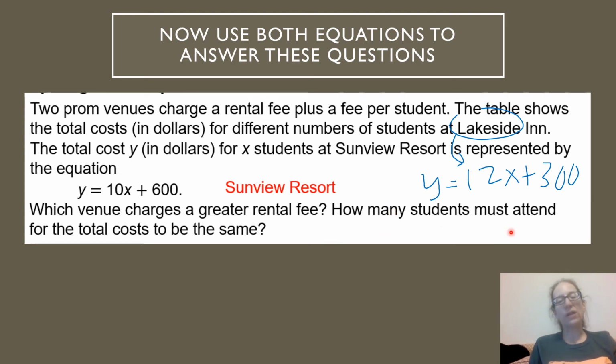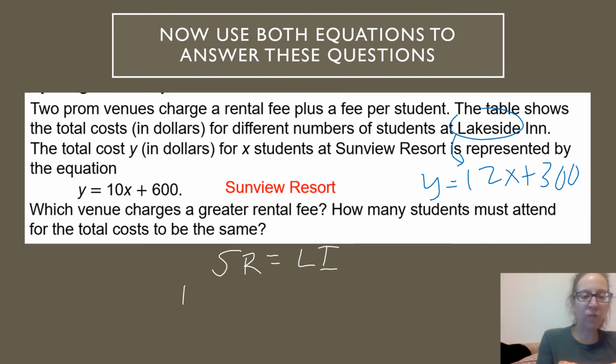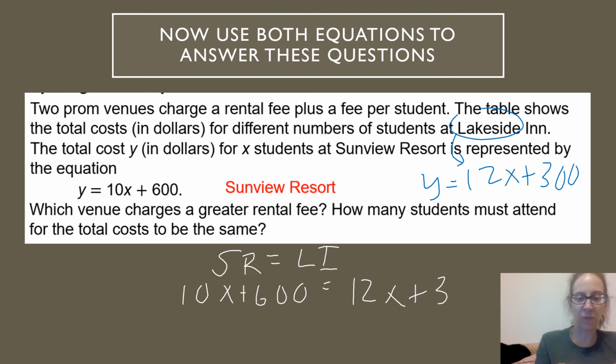Now, the second question is a little bit more difficult. How many students must attend for the total cost to be equal? To answer that, we need to set up an equation. We want to know, when does Sunview Resort equal the Lakeside Inn? When are they going to be the same? So Sunview Resort was 10x plus 600, and Lakeside Inn is 12x plus 300. Getting my prom venues all mixed up here. Okay, and we want to find out where those are equal.